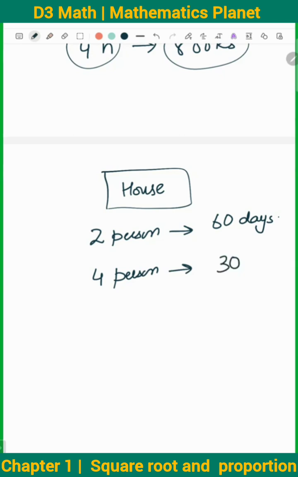If I add 2 more persons and there will be 6 persons, how many days will they take? 15 days. So are you getting the point? Yes, ma'am. What is happening?